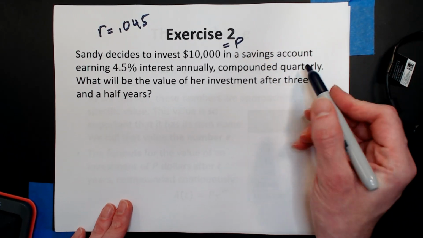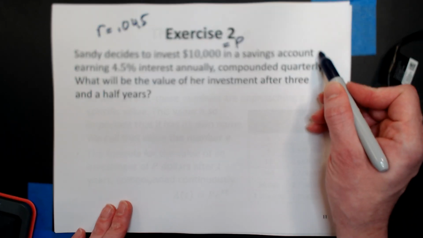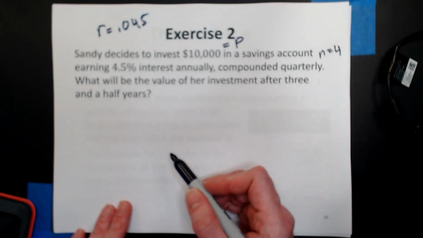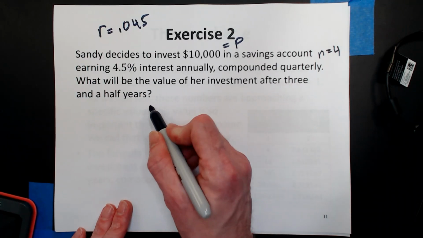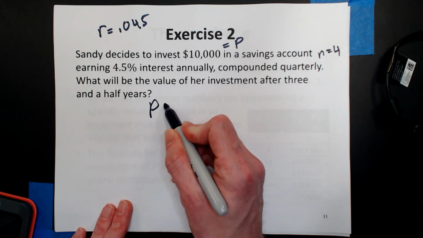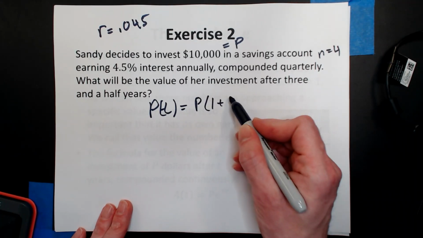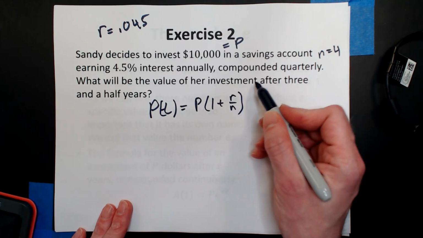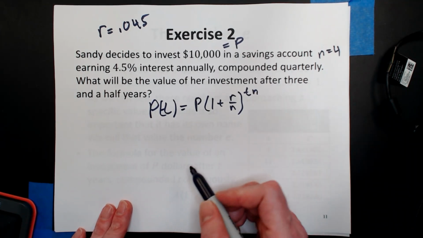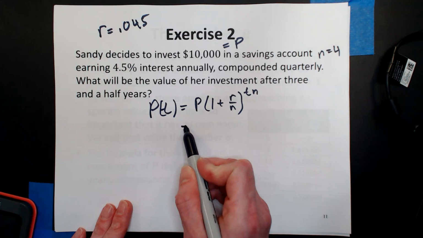10,000 was our principal, and then compounded quarterly. Quarterly means n is 4 times. And what would be the value of the investment after 3.5 years? So we're going to use the formula P(t) equals P times (1 plus r over n) to the nt, or tn, either way is fine. And so I'm going to start substituting it.